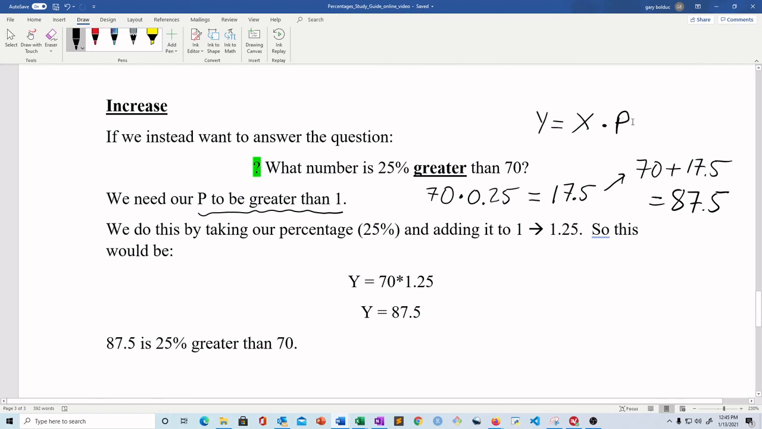Well, this p has to keep 70. I need to stay with 70. But then it also has to add 25% on top. And the tricky way we do that, and it's really not bad, we take 1. This 1 represents keep. Keep the 70, so don't get rid of any of it. Keep it there. And then the 0.25 here says add 25%.